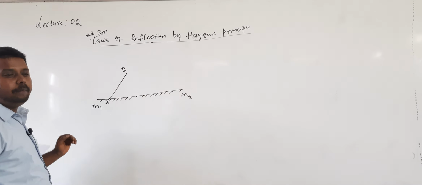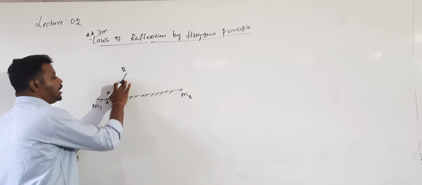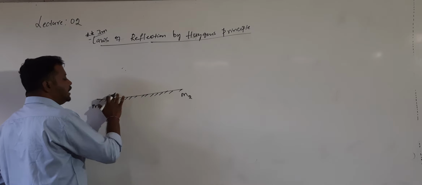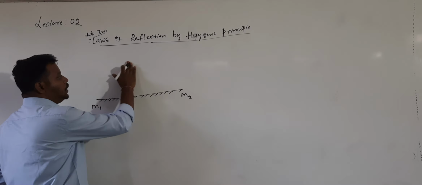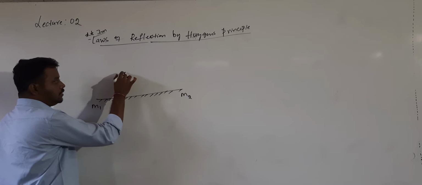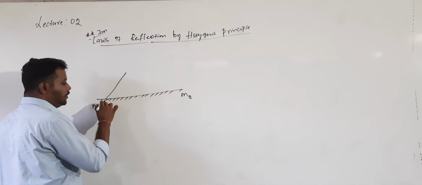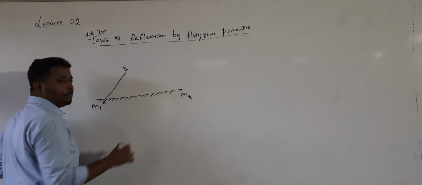What is this? One plane wavefront. How will we get a plane wavefront? The wavefront is either spherical or cylindrical, and at infinite distance it becomes a plane wavefront. Now this is my plane wavefront, a plane wavefront I consider. The plane wavefront, I call it A.